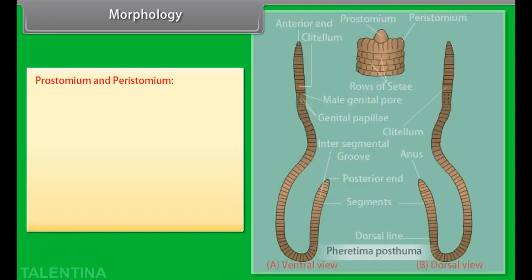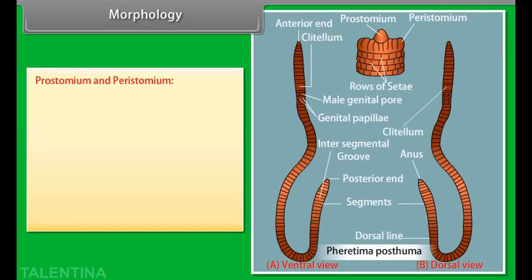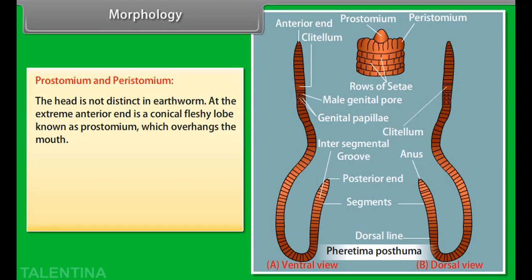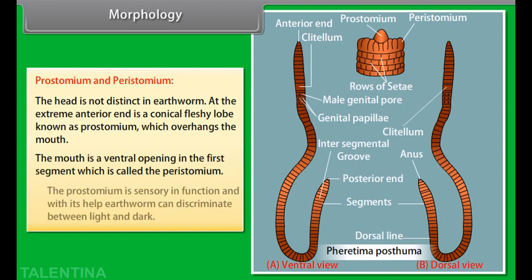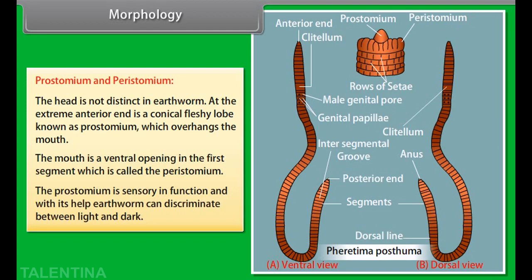Prostomium and peristomium. The head is not distinct in earthworm. At the extreme anterior end is a conical fleshy lobe known as prostomium, which overhangs the mouth. The mouth is a ventral opening in the first segment, which is called the peristomium. The prostomium is sensory in function, and with its help, earthworm can discriminate between light and dark.